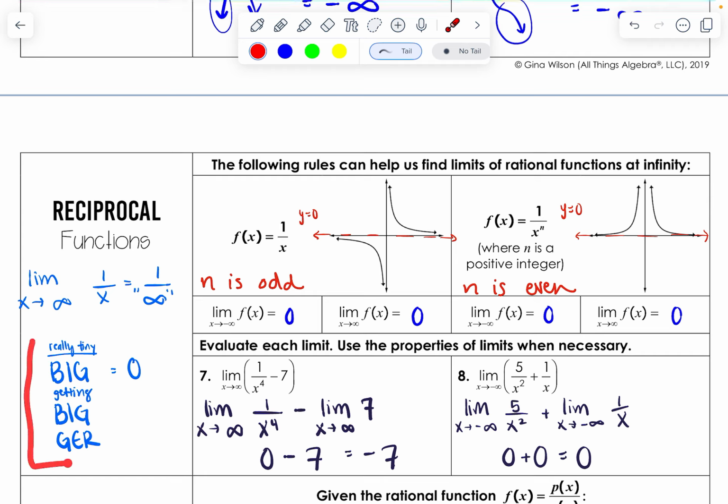This is why this works, right? We have a tiny number in the top. If you think about this algebraically, you can't actually plug in infinity. It's not a number you can plug in, but conceptually you're thinking, okay, 1 is a tiny number and I'm dividing it by something big that is getting bigger and bigger and bigger. It's going to get closer to 0, right?